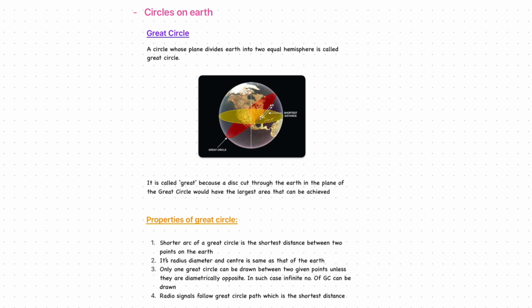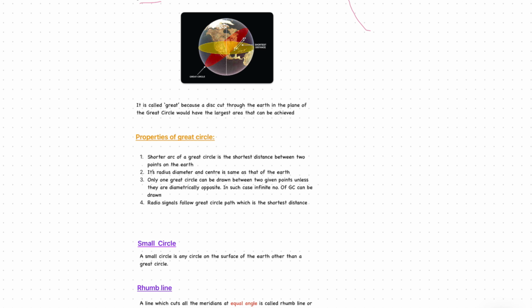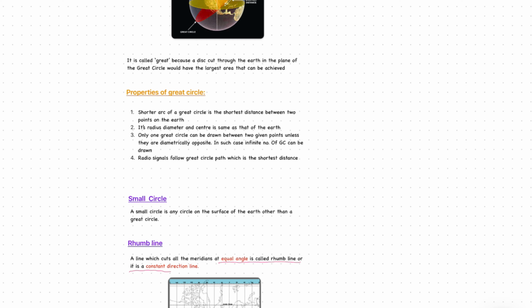Now comes the Great Circle and Rhumb Line. So what is Great Circle? A circle whose plane divides Earth into two equal hemispheres is called a Great Circle. And what is a Rhumb Line? Rhumb Line, a line which cuts all meridians at equal angle, is called Rhumb Line or a constant direction line. Small circle is just a part of a Great Circle.